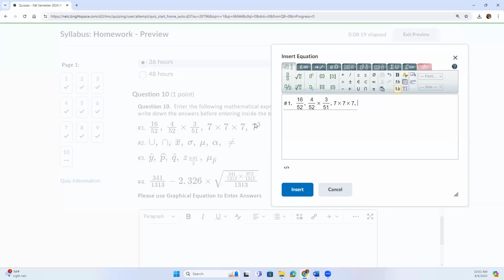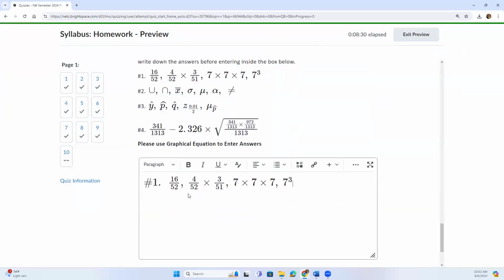Comma, space. Exponent, 7 to the 3rd power. So we type in 7, and then we do the superscript over here to the 3rd power. All right, click on insert. Click anywhere inside the box, press enter.